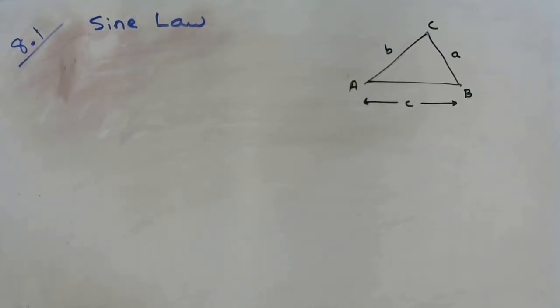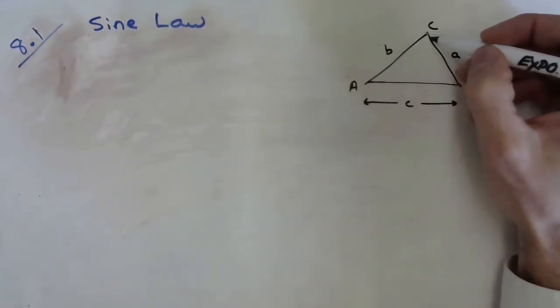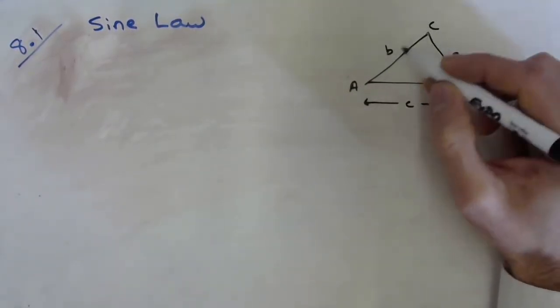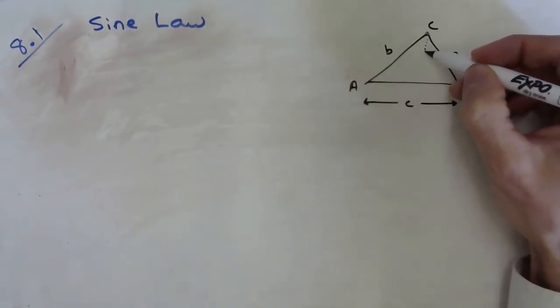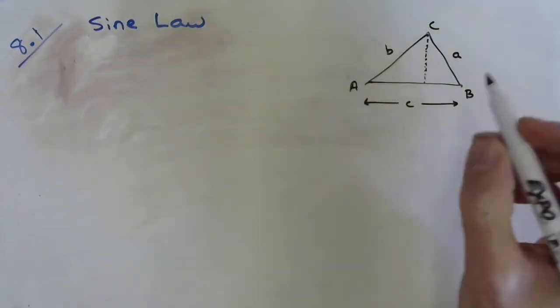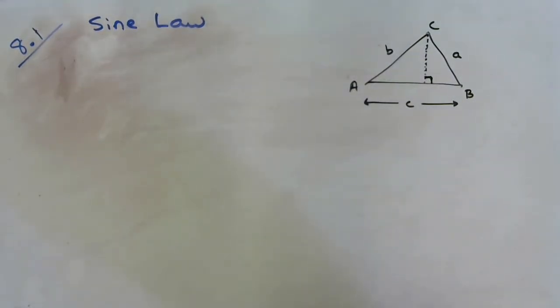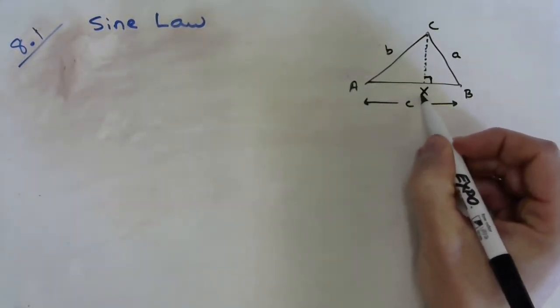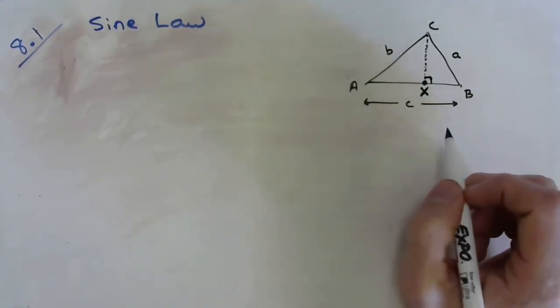And again, I'm just going to demonstrate why we can use the sine law, and then I'll give you a definition of the sine law and write down the actual law. I'm going to take this non-right triangle and put the altitude in there. And now what have I created? I've actually created two right angle triangles. I'm going to call this point X so that we can talk about our two triangles.